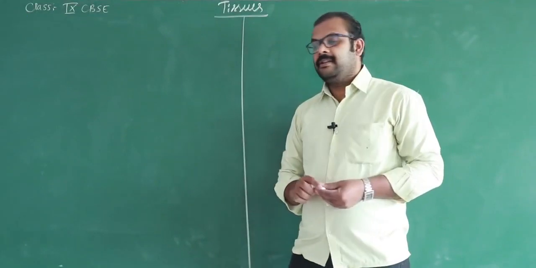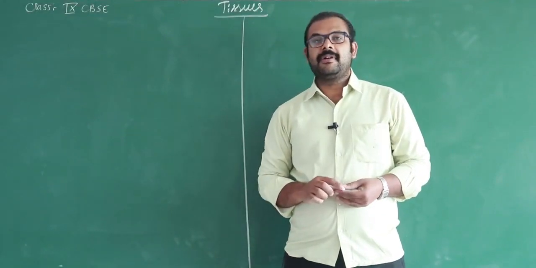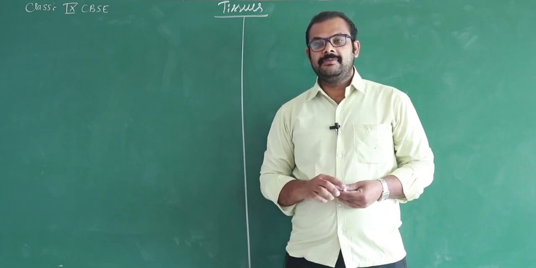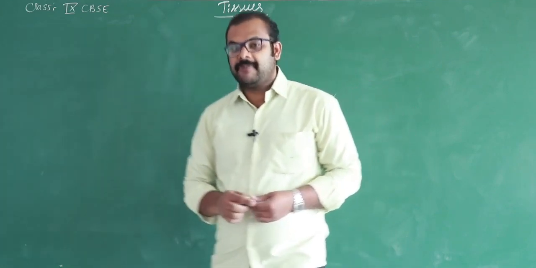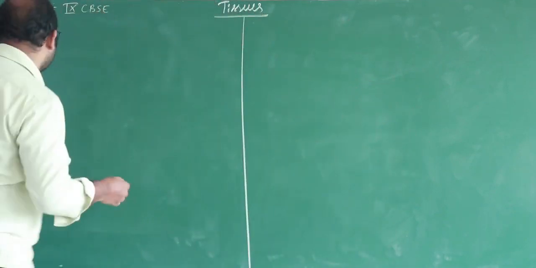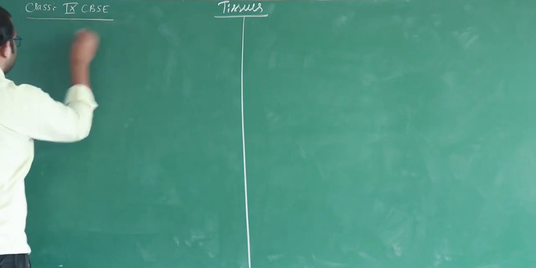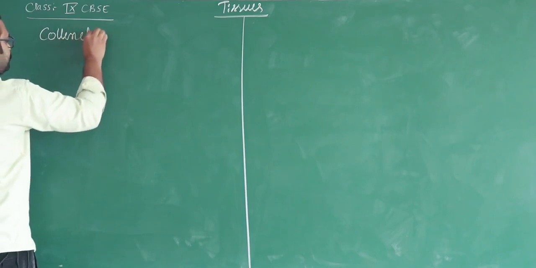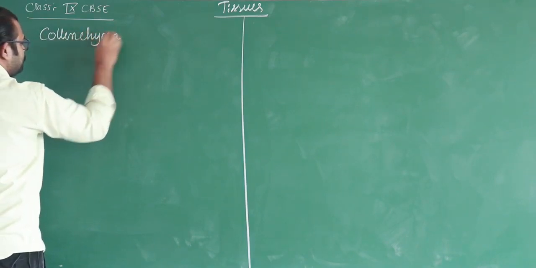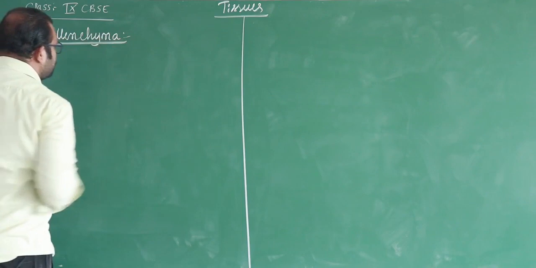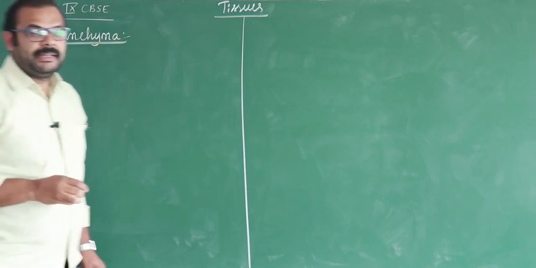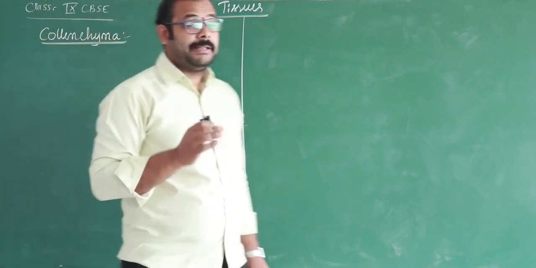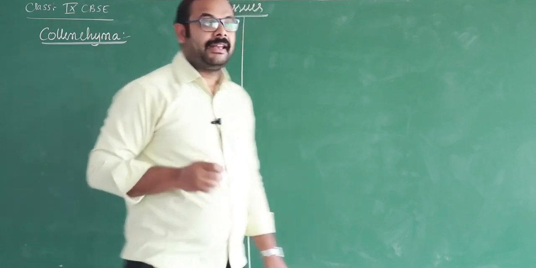Good morning, students. In the previous classes we have discussed parenchyma tissue. Let's move on to the next type of simple permanent tissue, that is collenchyma. This collenchyma is a simple permanent mechanical tissue.